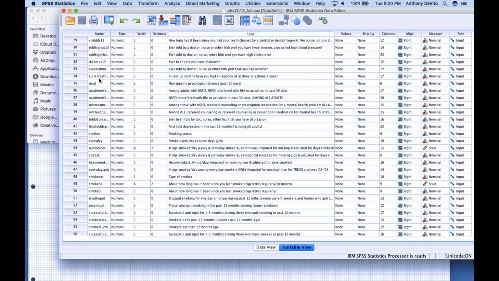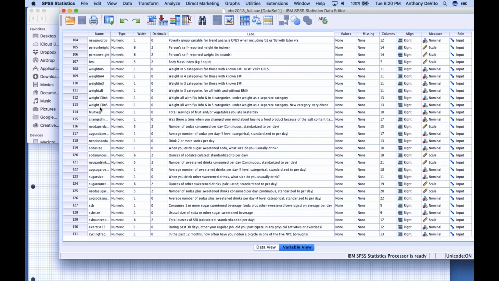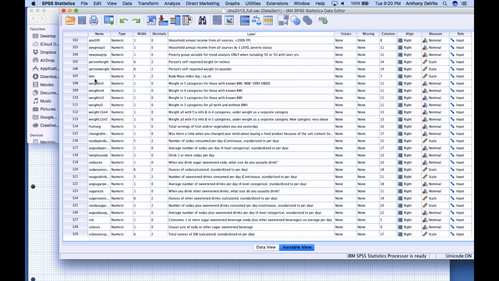Now I want to find those variables easily. They're not in the same order as the code book, so I would have to spend a lot of time scrolling through here. Notice we have BMI in here also, another numerical variable. I have to spend a lot of time scrolling through here to find these variable names.